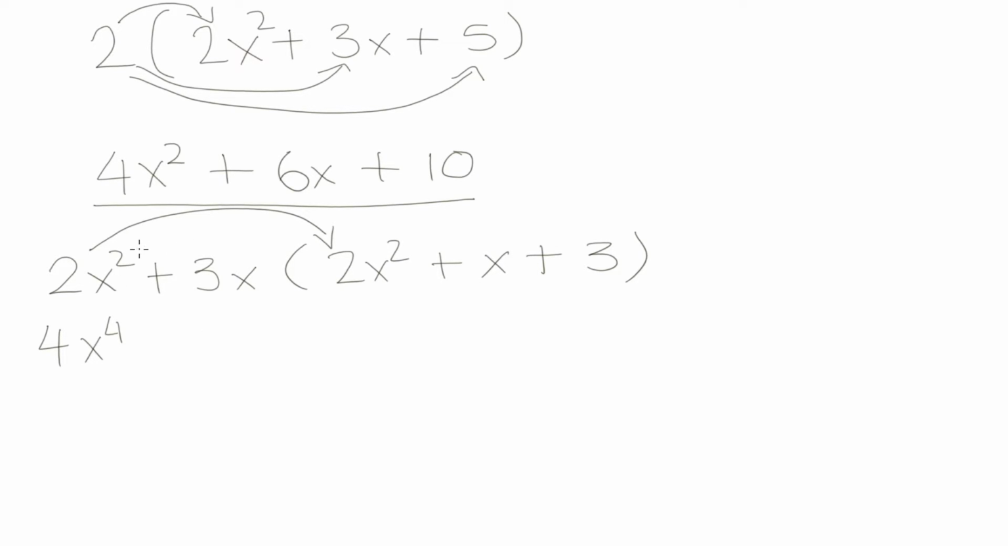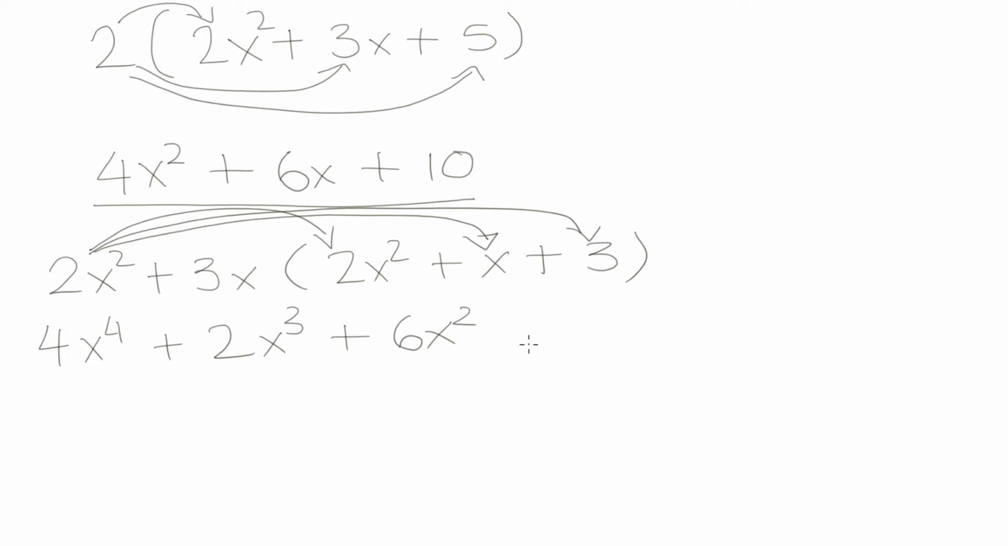Now we're going to multiply our 2x squared by our second term. 2 times 1 is going to just be 2. And x squared times x is x cubed. Now we're going to multiply our 2x squared by our last term in the brackets. 2 times 3 is equal to 6. And we have our x squared here, so this is going to be 6x squared.